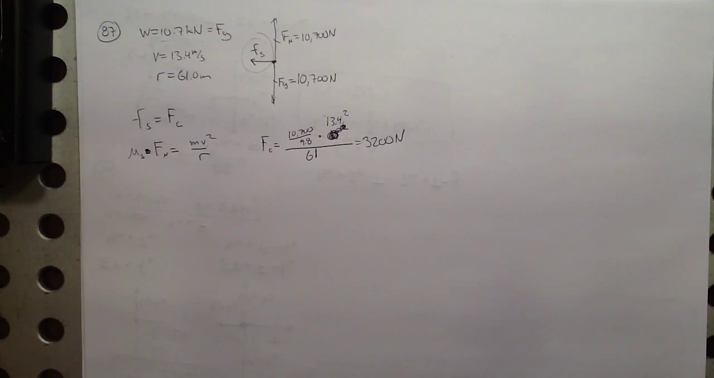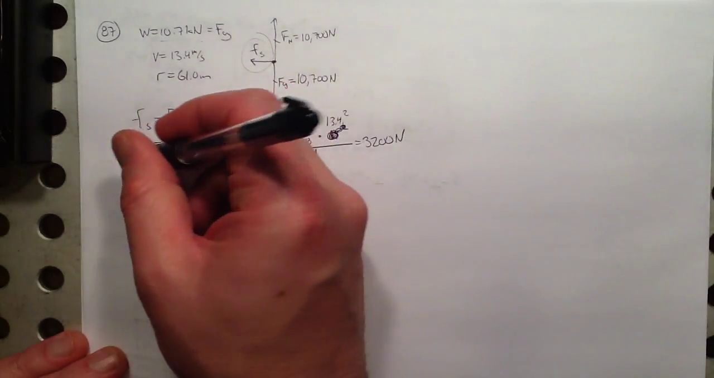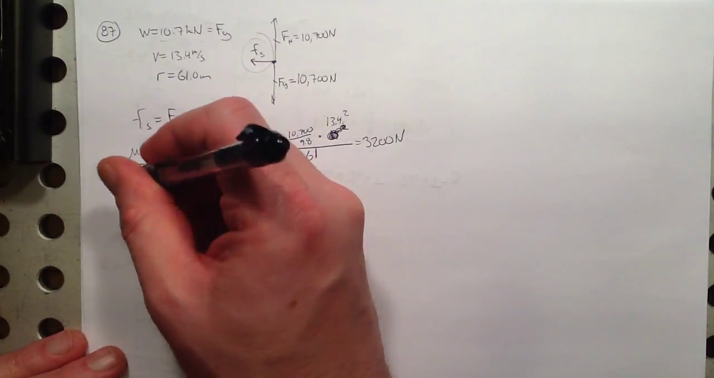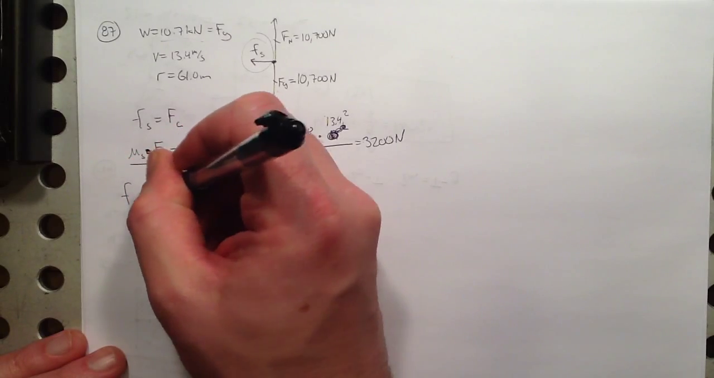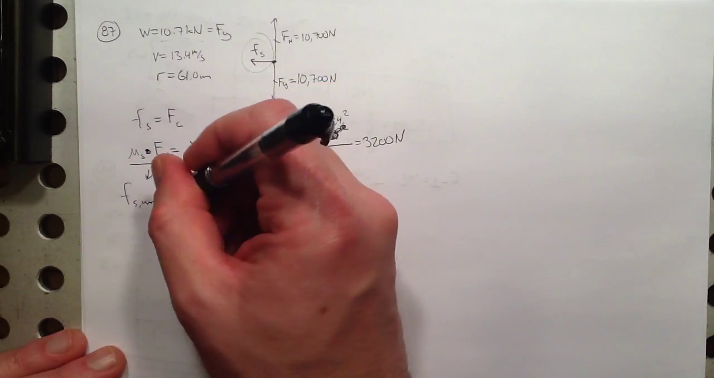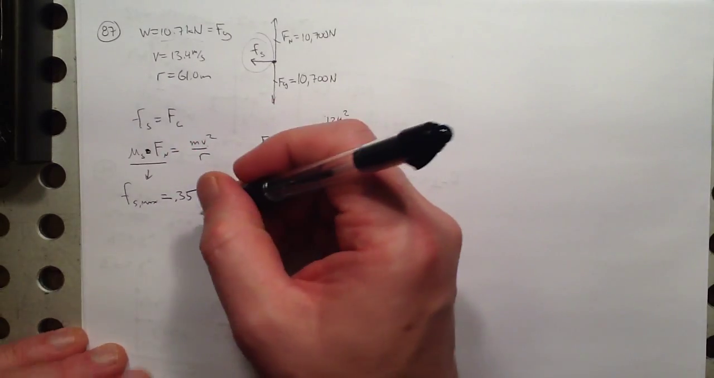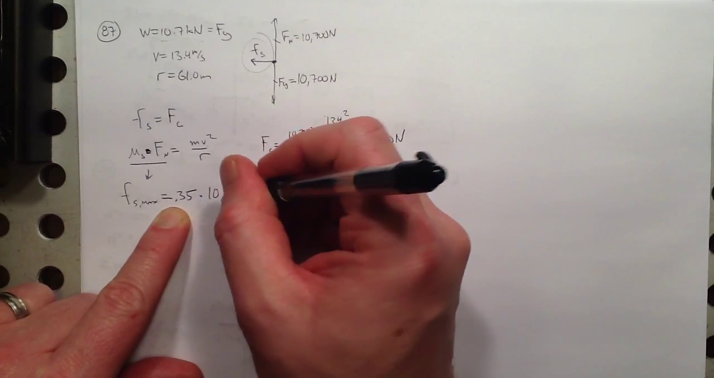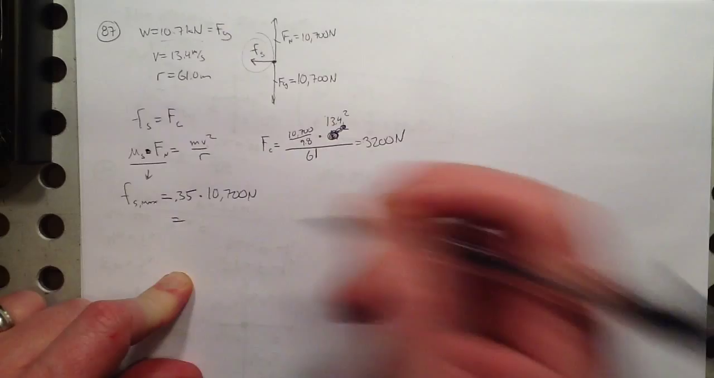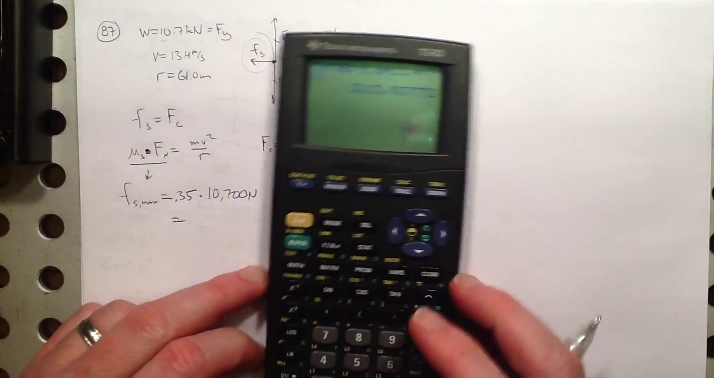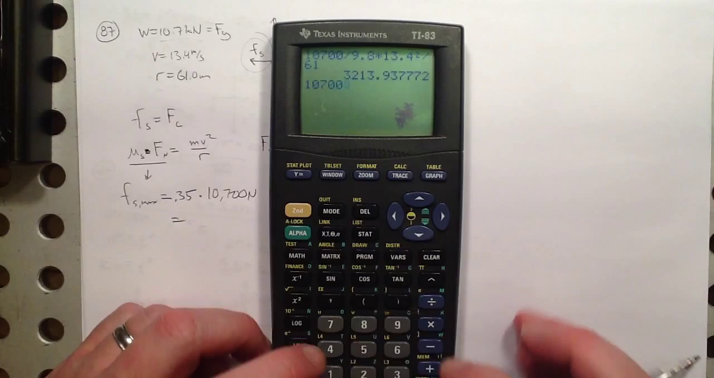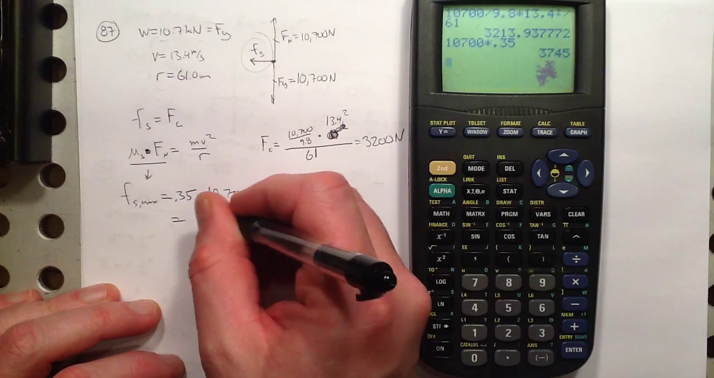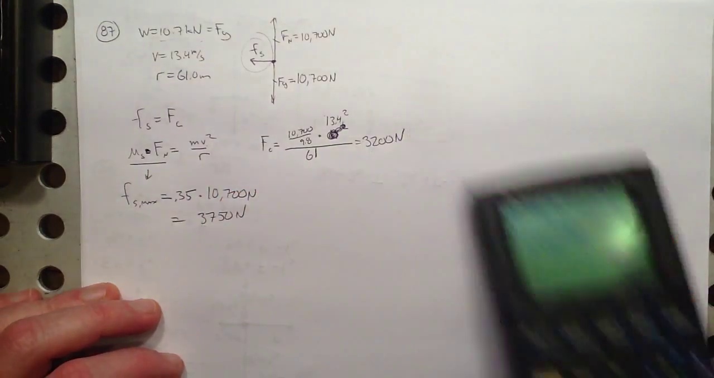And we need to know here, from this side of the equation, my maximum amount of static friction. They told me, what if the coefficient is 0.35? Then the maximum would be that times the normal force, 1,700 newtons. So it looks like it's going to be close. 10,700 newtons times 0.35. Uh-oh. About 3,750 newtons or so.